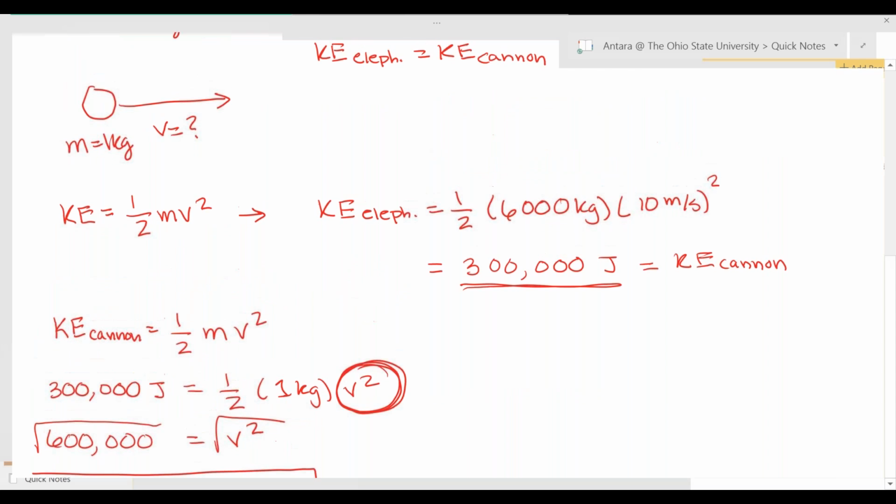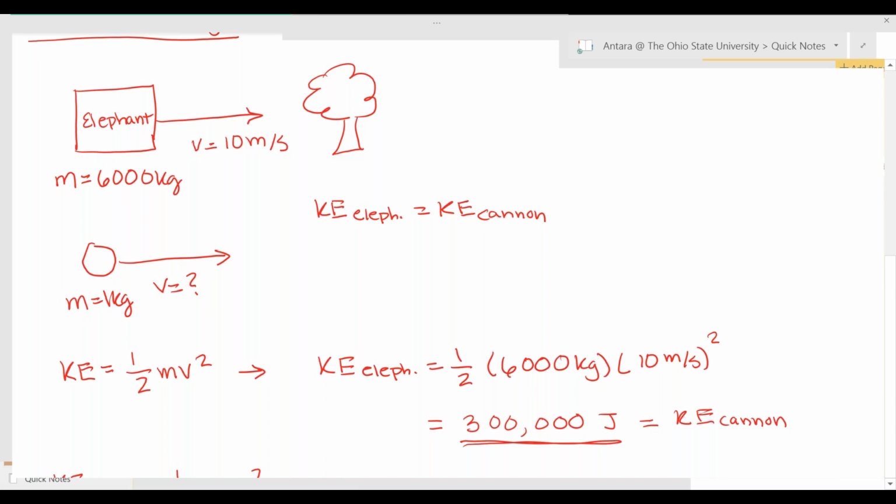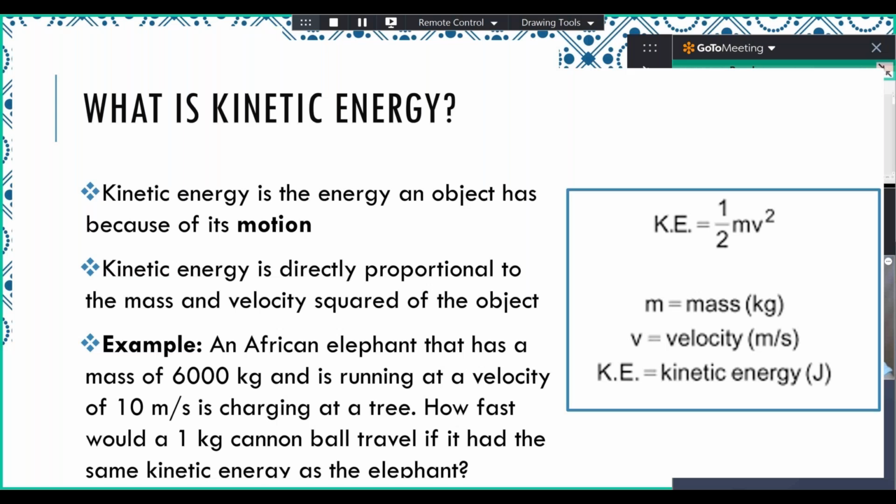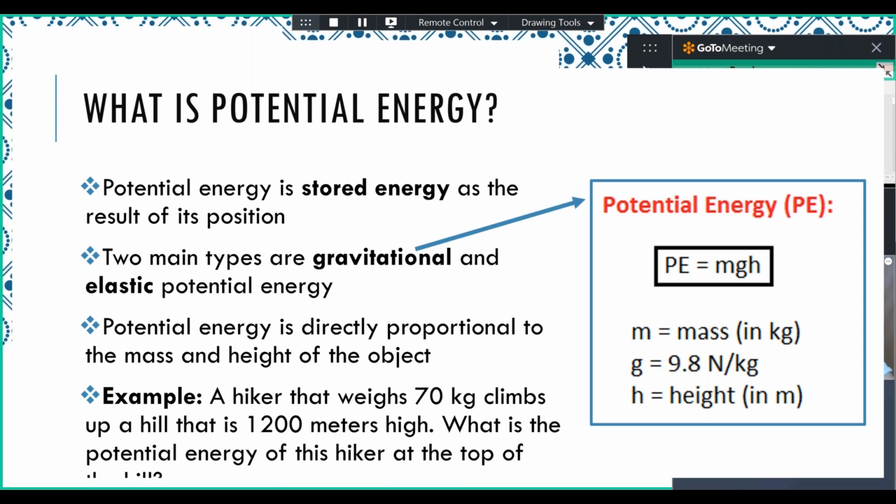So I'm going to go ahead and switch back to the PowerPoint because next we're going to talk about the potential energy and what that means. So what is potential energy?